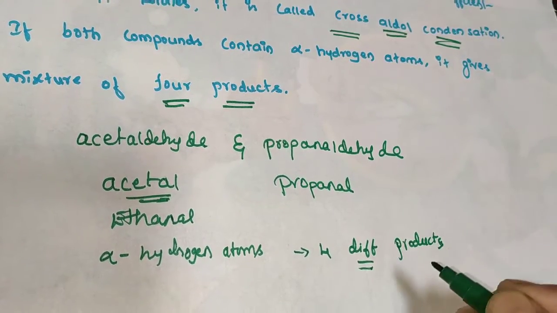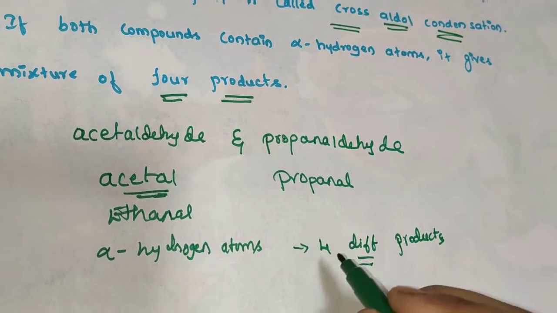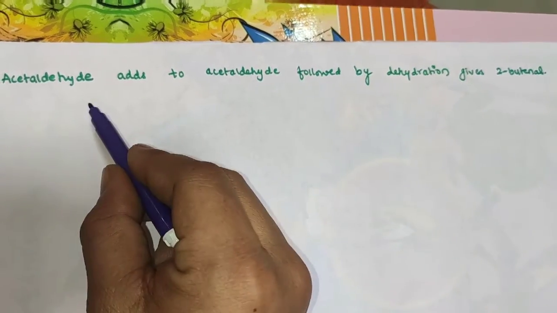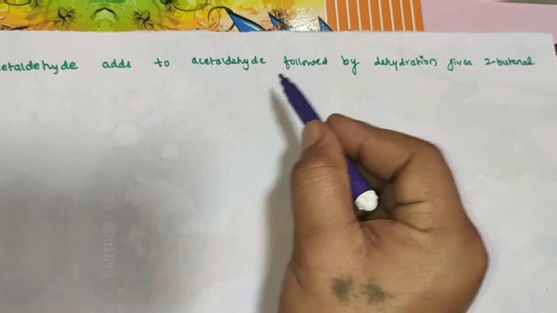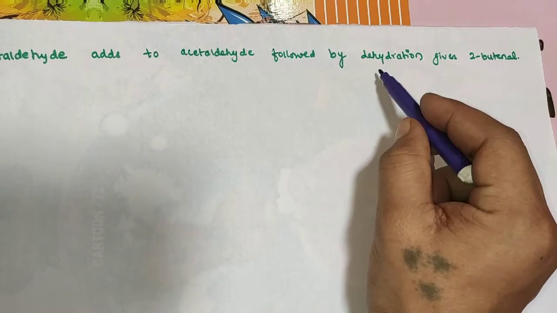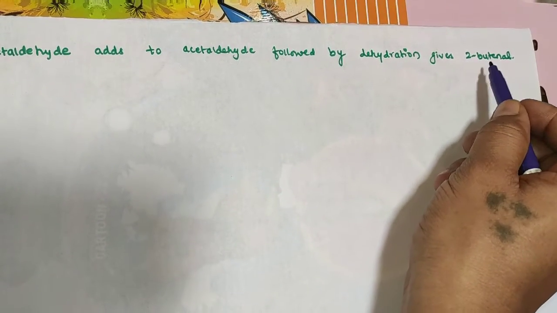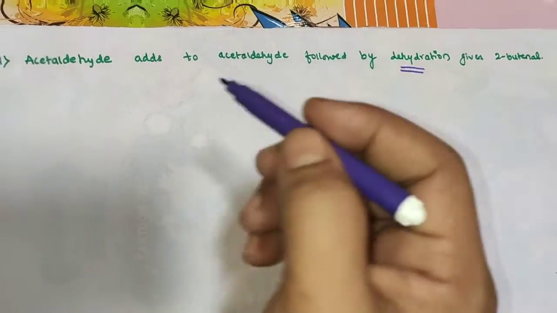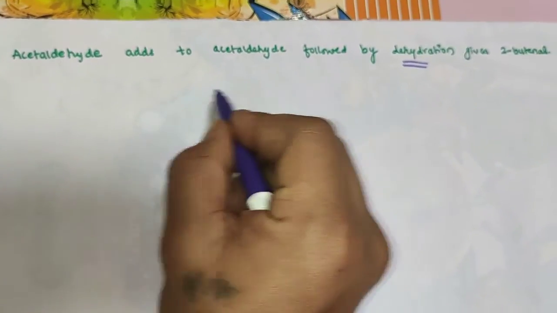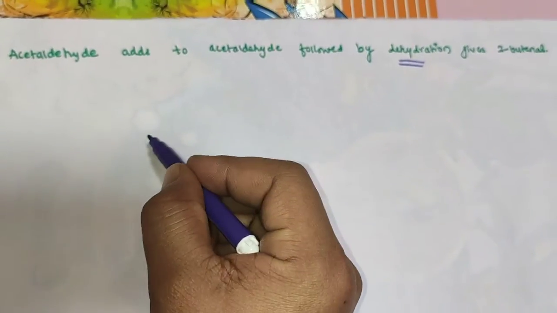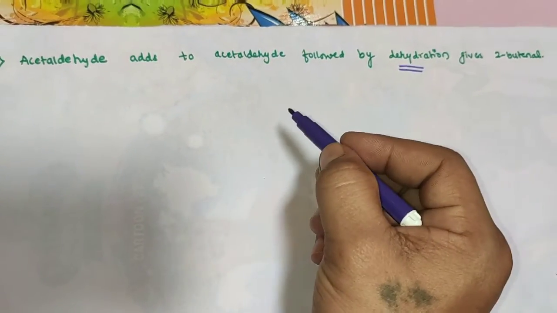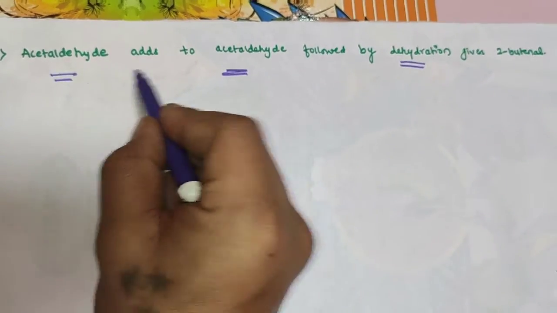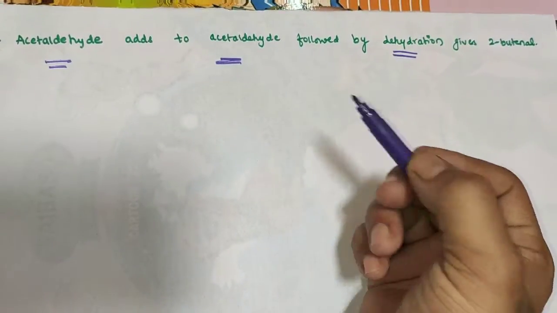Let us learn by taking some reactions in four steps. First, acetaldehyde adds to acetaldehyde, giving a product known as 2-butenal by the dehydration process. This is just aldol condensation, because to learn about cross aldol we first need an idea about the same type of reactants, and what product can form when we mix the same type of reactants.